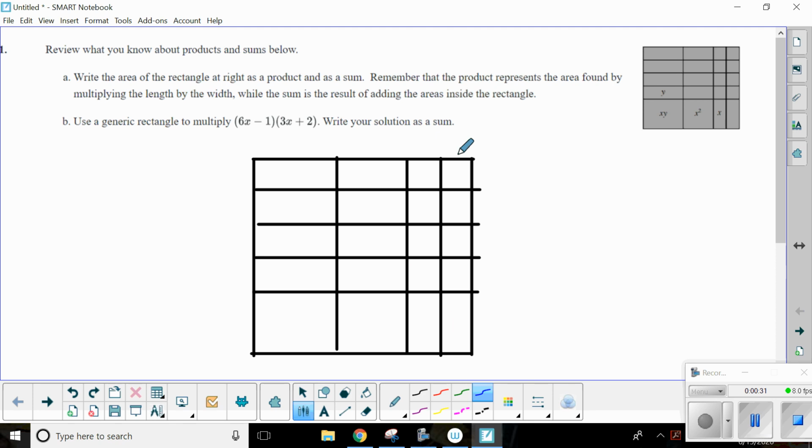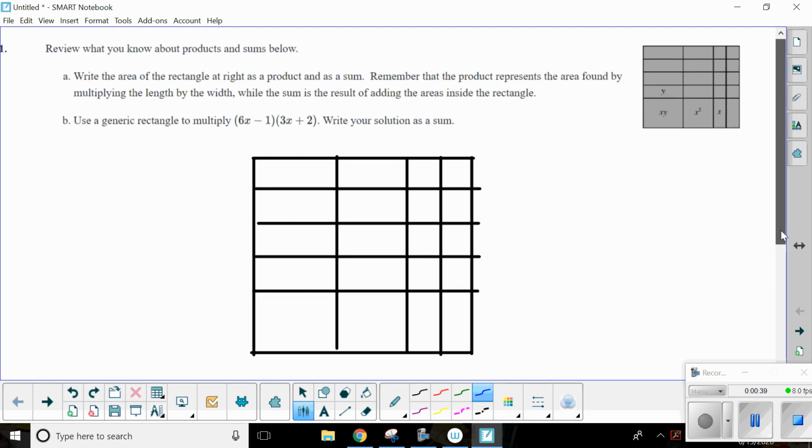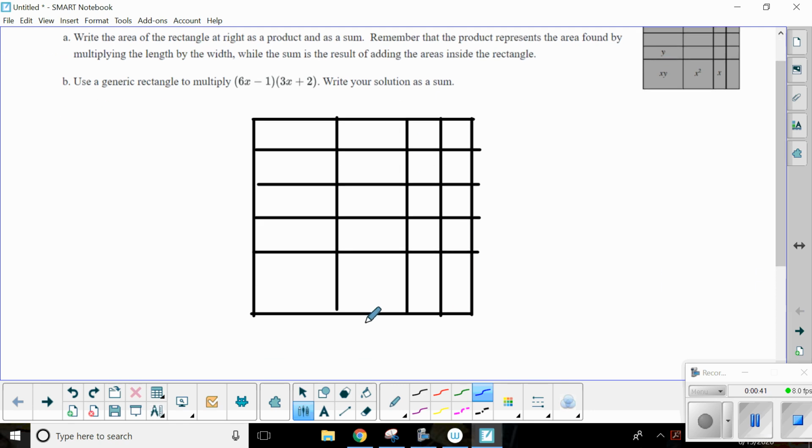So I blew up this rectangle here in 1A. The task is to write the area of this rectangle in terms of a product and a sum. So let's fill in what we know. That's xy, that's x squared, that's x. Oh, and then we know that this is a y. So now it's just a little bit of puzzle solving.